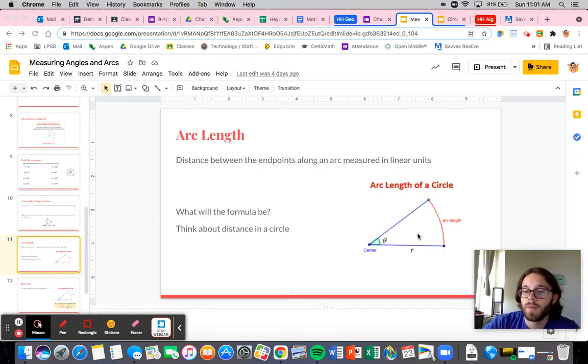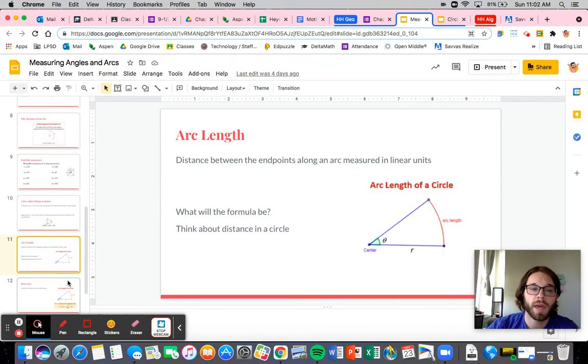So, what do we know? How do we find the distance around a circle? Well, normally we would find something called the circumference. We would be finding the circumference of a circle, and that would give us the distance around. Now, this is only a part of it. In particular, it's a certain proportion of it.